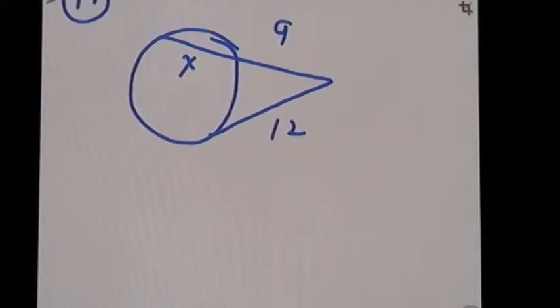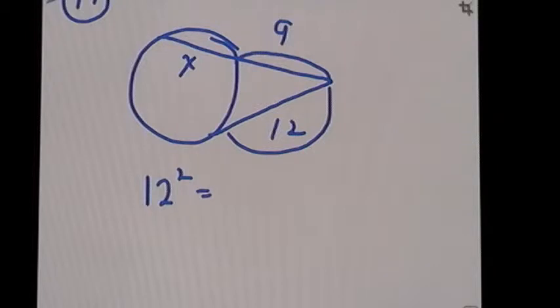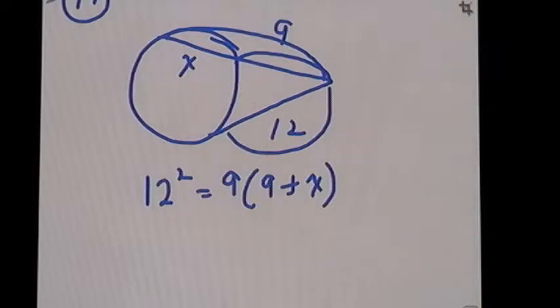Number 17. Okay, we're using the segments of tangents and secants theorem, which says the tangent squared, 12 squared, is equal to the outside segment of the secant times the whole segment of the secant, which is 9 plus x. Be careful not to make that 9 times x. It says the whole thing, which is an addition thing.